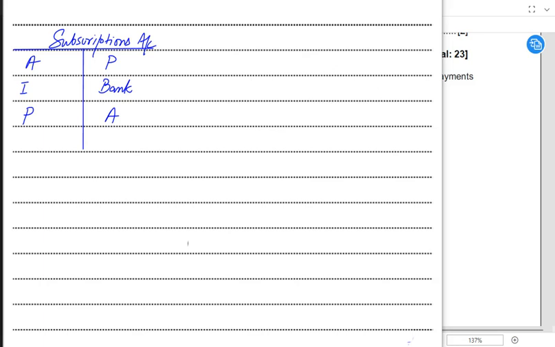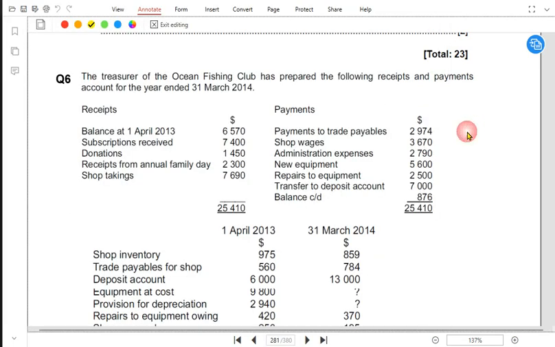But in this case, we do not write income statement. Instead, we write income and expenditure. Although you are not supposed to write INE, these short forms, in the exam, in this question the examiner has not specifically asked us to make a subscription account. Therefore, I am doing rough workings. In rough working, you can write INE. But if the subscription account is required by the examiner, we cannot write INE or IS for income statement. Instead, we need to write the full abbreviation. Okay. So first of all, let us see how much of the subscription we have received this year.